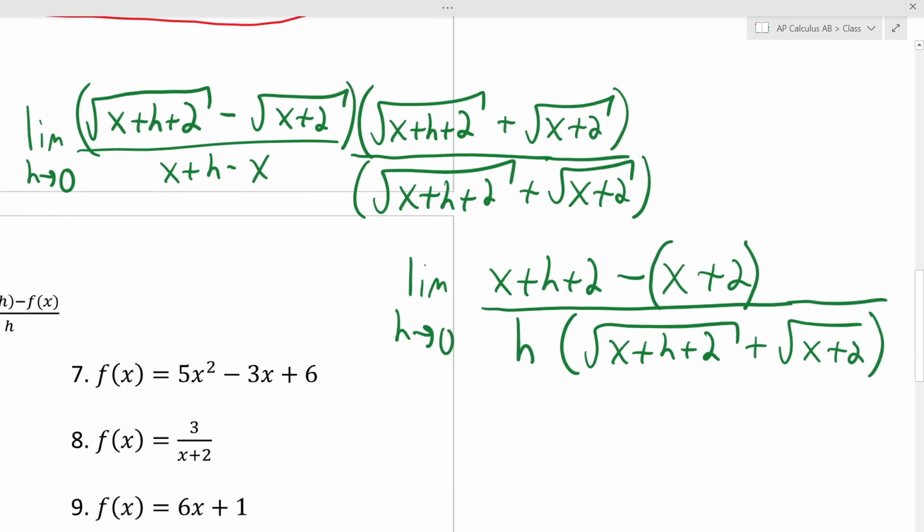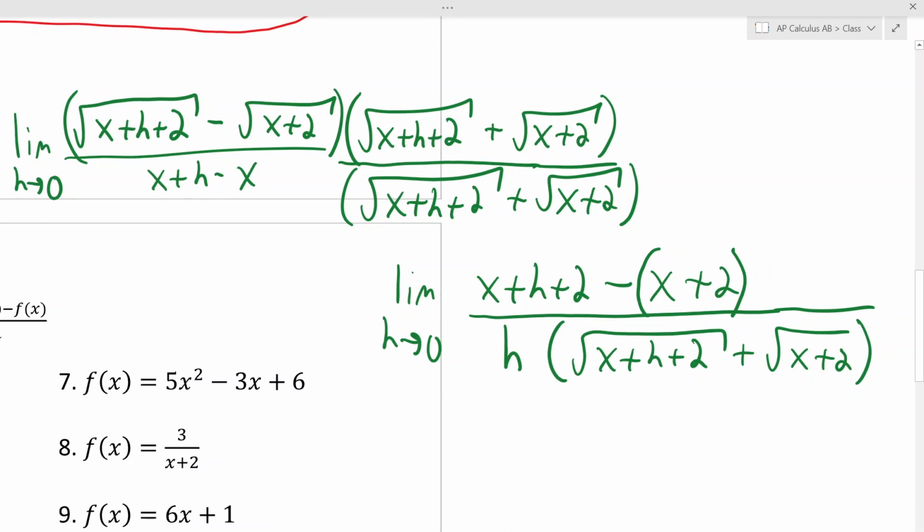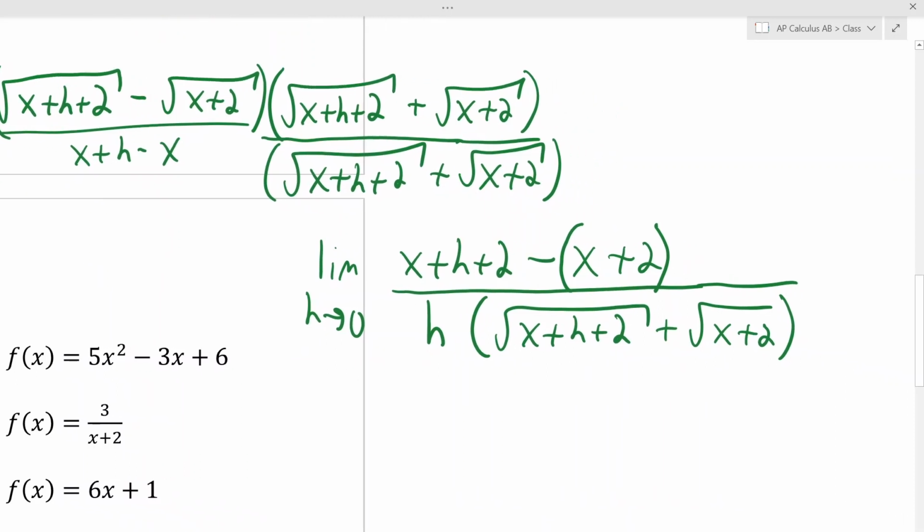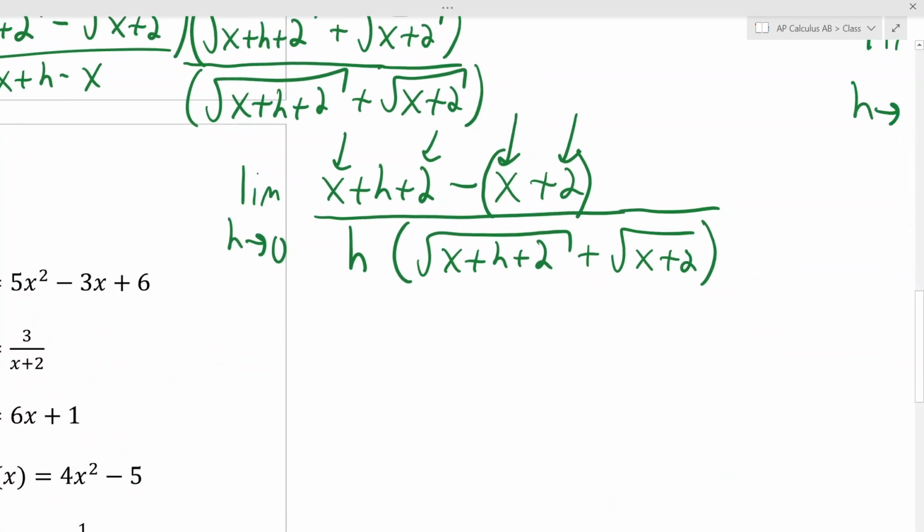Don't worry about how that looks. Remember our goal here: cancel out h. That's our mission. Look what happens up top. We have x minus x. We have 2 minus 2. This is plus 2, but it's in parentheses, right? Negative distributes there. So the only thing left up top is really h. Isn't that nice?